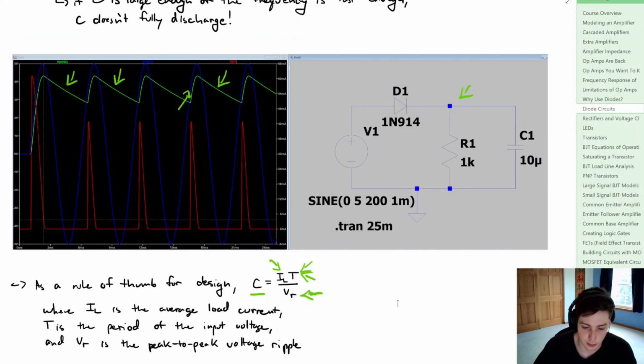In the next video, we're going to look at rectifiers. There's a few different kinds that you can have, and then we're also going to look at voltage clamping circuits.